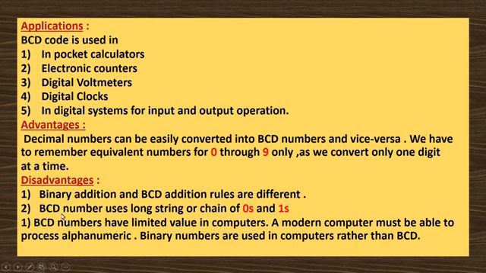Then BCD numbers use a long string or chain of zeros and ones, so it takes more memory to save the BCD numbers. This is one of the disadvantages. Then BCD numbers have limited value in computers. A modern computer must be able to process alphanumeric data, so binary numbers are used in computers rather than BCD.